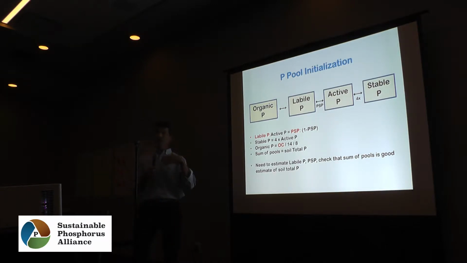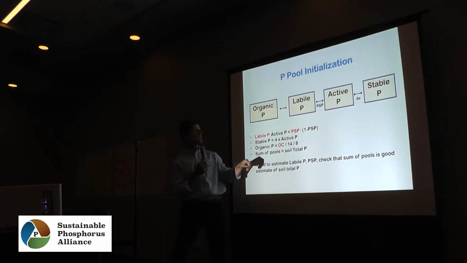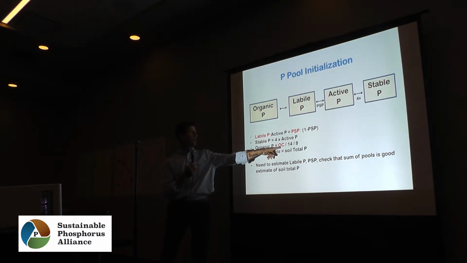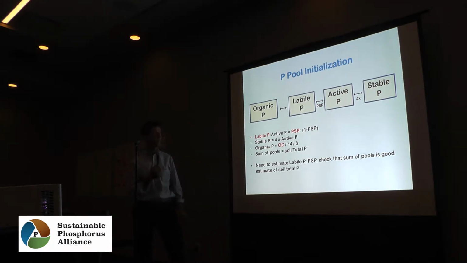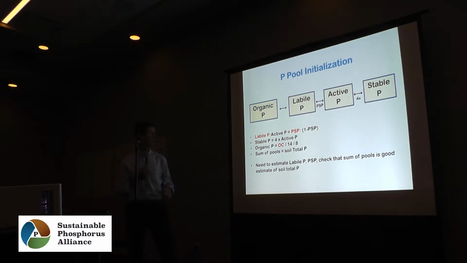So first I want to talk about just initialization. You set up the model. How do we make sure that these pools are set up the right size when we start? So there's things that we need to tell the models. It's usually how much labile P is there, this PSP, which the model uses to determine how big that active pool is, and then our organic matter that's in the soil that's going to be used to initialize the sizes of those organic pools. So those are really the 3 things that you need to be able to tell the model.